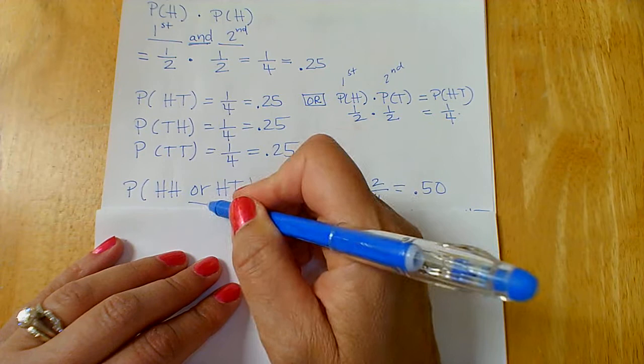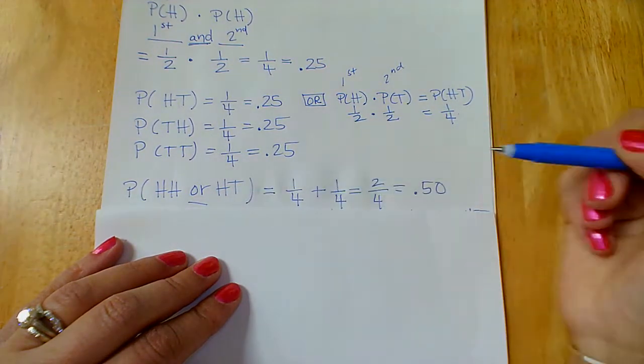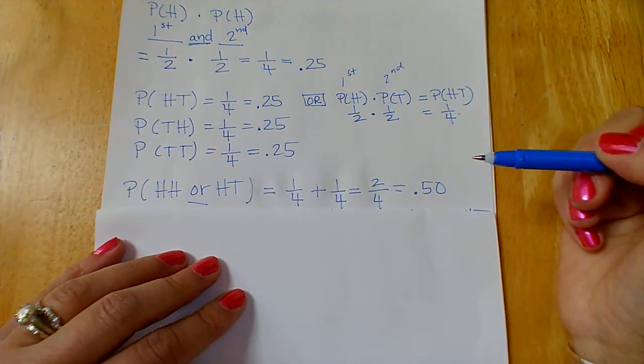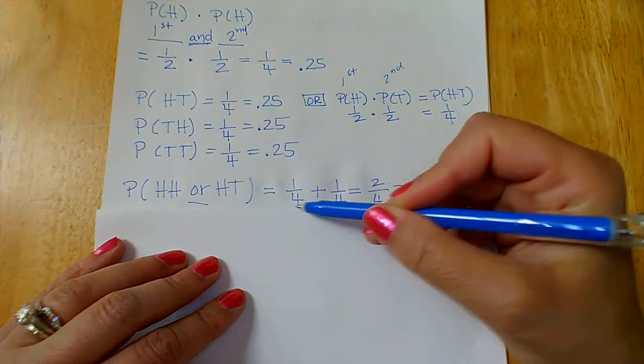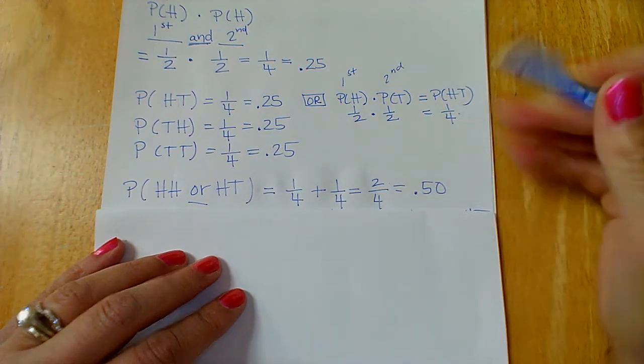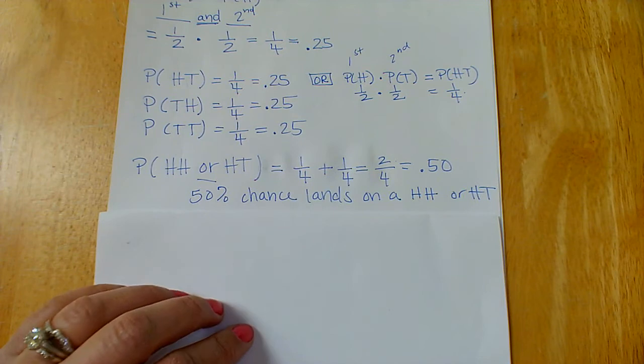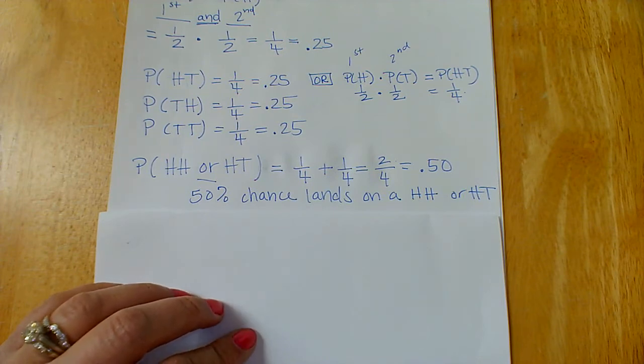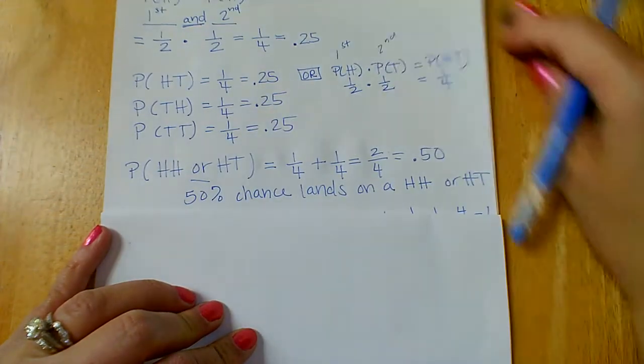If we have one or the other, we're finding out that our probability rule means that this is addition. 1 plus 1 is 2. Keep the denominator, we're adding. We have 0.50. So that's a 50% chance that it lands on either a heads, heads or a heads, tails.